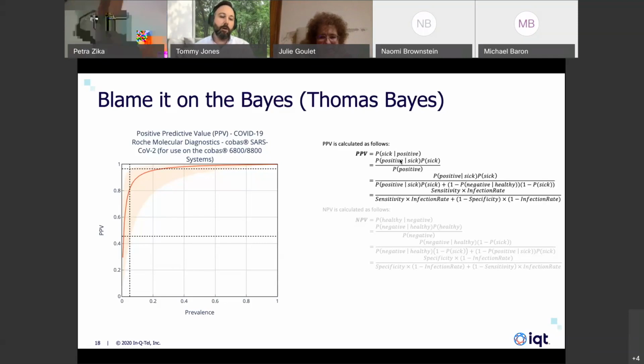The other scenario, though, is even if I'm in an area with a low infection rate, if I'm showing symptoms, if I'm engaging in risky behavior, if I have known contacts, I'm moving right on that chart. So my individual prior probability is high. If I get a positive result, you can trust that.